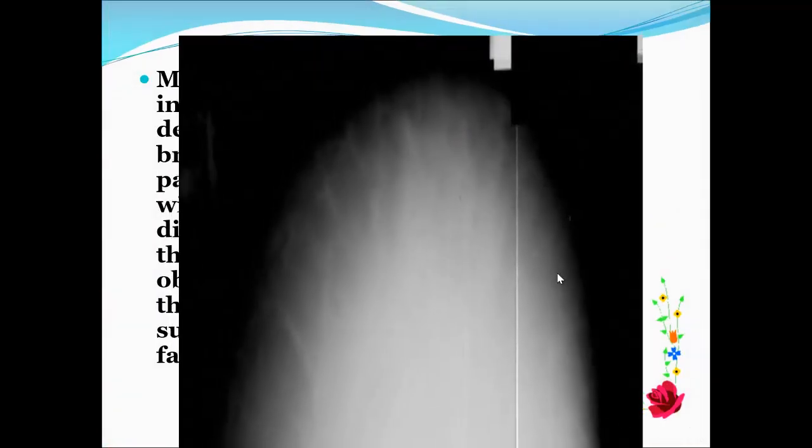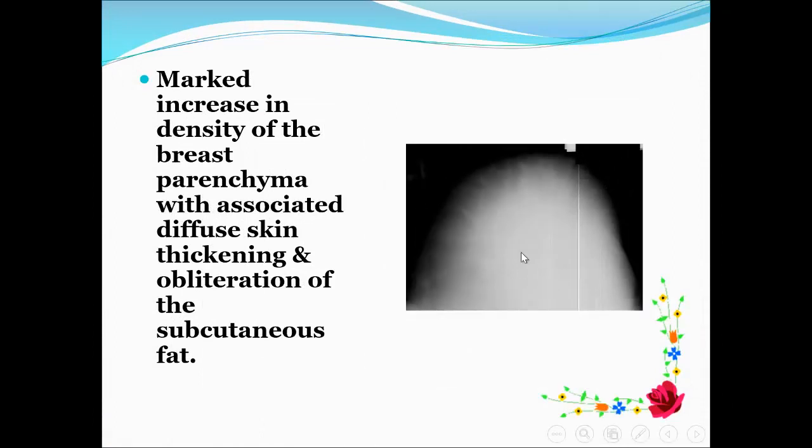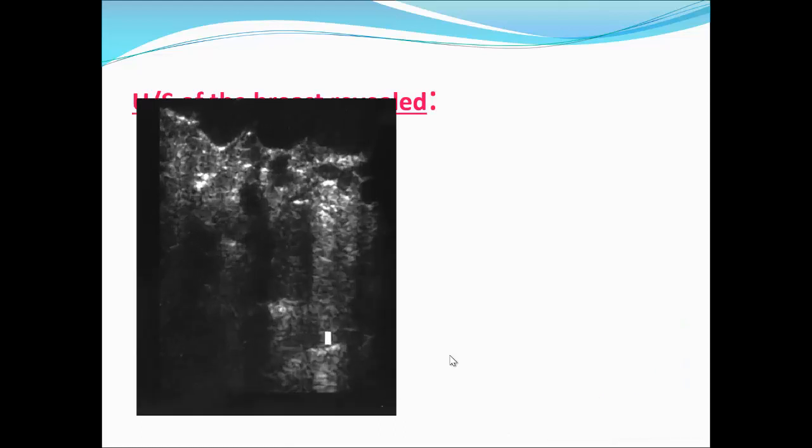Then, this is the breast edema. There is marked increased density of the breast, and that we give PIRADS 0. This is PIRADS 0, because we could not see anything else. So we have here marked increased density of the breast parenchyma associated with skin thickening and obliteration of the subcutaneous fat, so we have to do ultrasound.